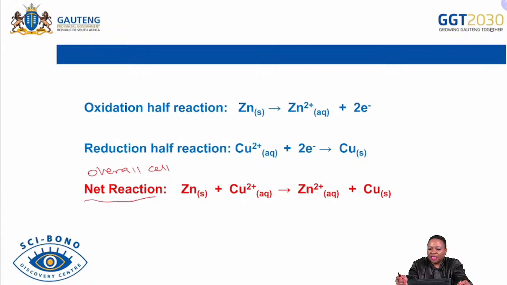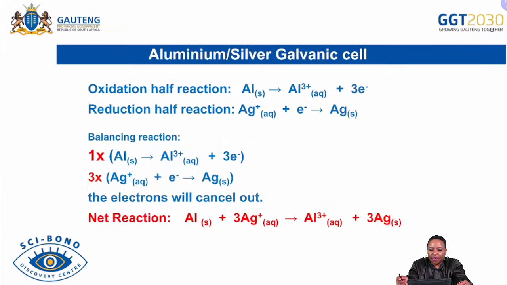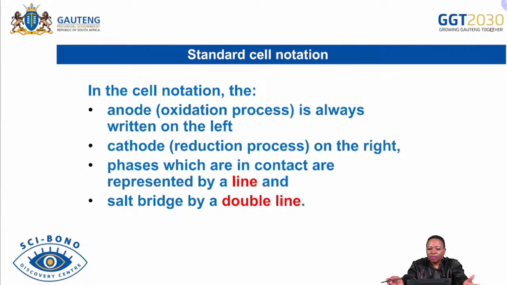Now, I think we have seen in the previous example, here we're just trying to show how we balance the half reactions if the electrons are not equal, by making sure that we multiply the electrons on both sides with the other one to make sure that electrons are equal. Then we also need to represent the cells according to the cell notations. So how do we write cell notation?